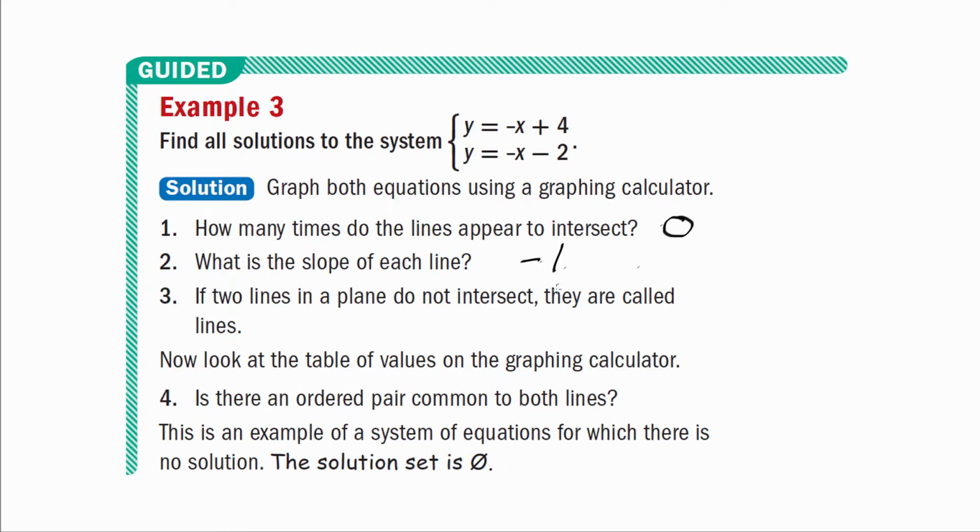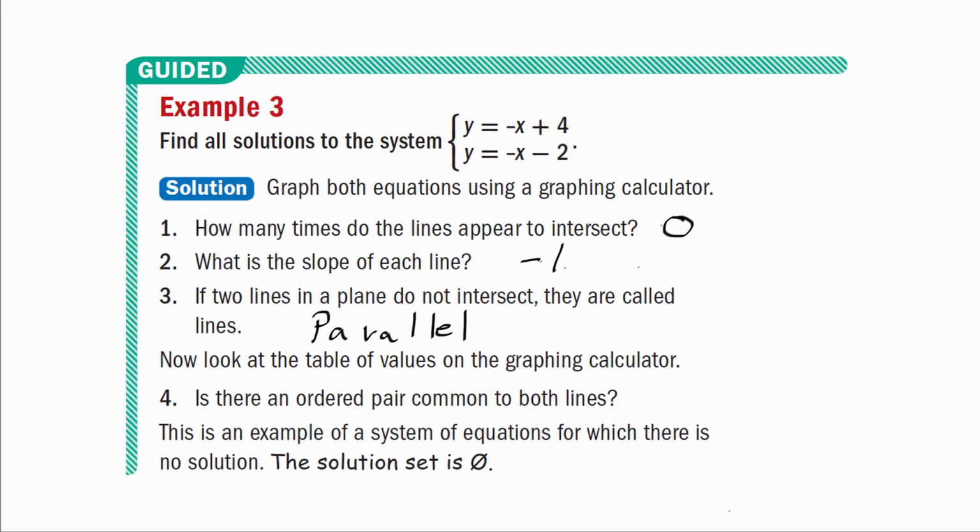If two lines in a plane do not intersect, they are called what? I just said it. Parallel. Parallel lines never intersect. Look at the table of values in the graphing calculator. Is there an ordered pair common to both lines?